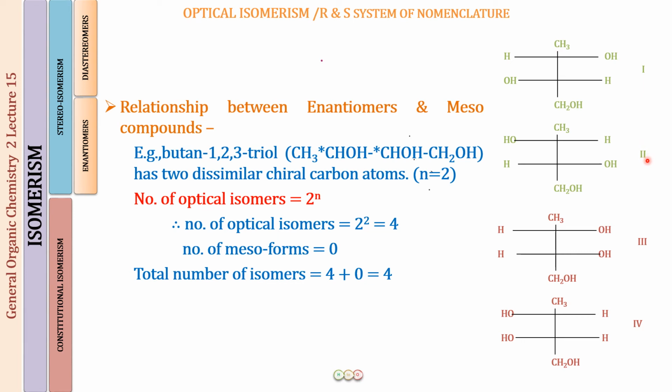1 and 2, they form a pair of enantiomers. 3 and 4, they form a pair of enantiomers. 1 and 3, 1 and 4, 2 and 3, 2 and 4, they are going to be related to each other as diastereomers, because they will be non-mirror image stereoisomers for each other. Perfectly clear. I hope you have no problem. So we have total number of optical isomers for this compound to be all 4 of them. There are no mesoforms, and the total number of stereoisomers is also going to be equal to 4.